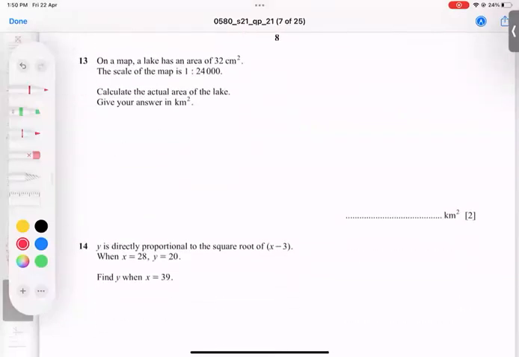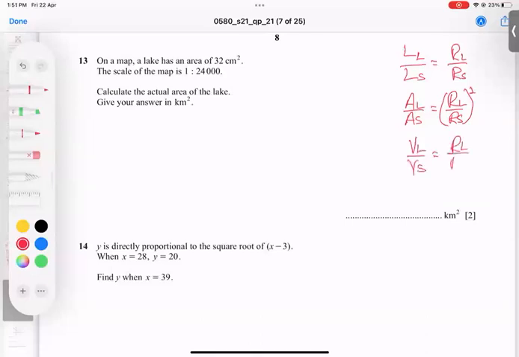Question number 13, we reached. On a map, a lake has area 32, and we have three formulas. Let me repeat quickly. For length, length of the large over length of the small equals ratio of the large over ratio of the small. For area, area of the large over area of the small equals ratio of the large over ratio of the small, but put a square here. Now volume of large over volume of small equals ratio of the large over ratio of the small, and put a cube. So I think the idea is clear.